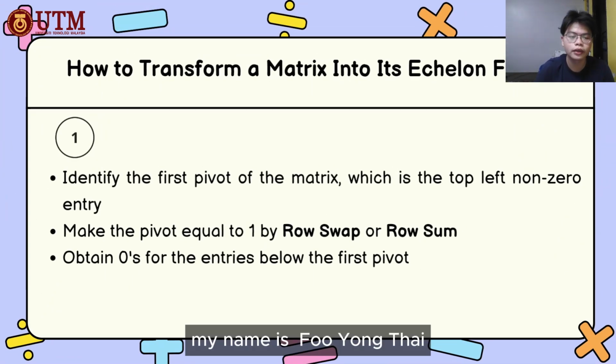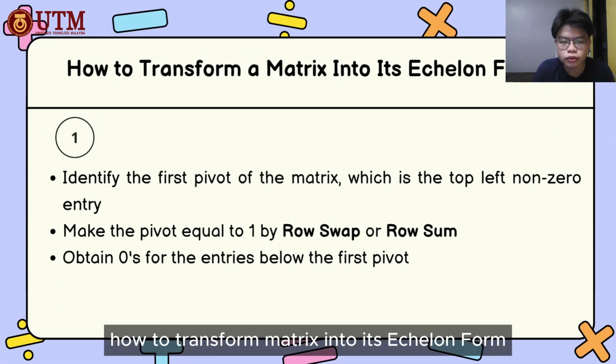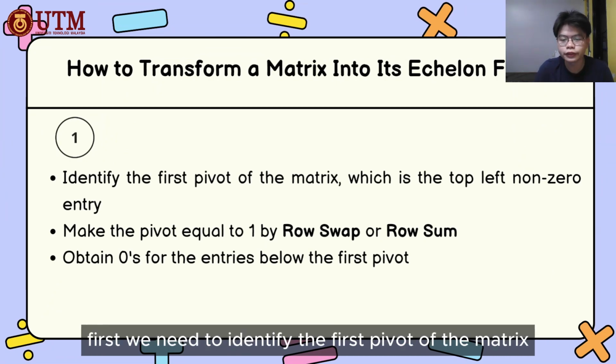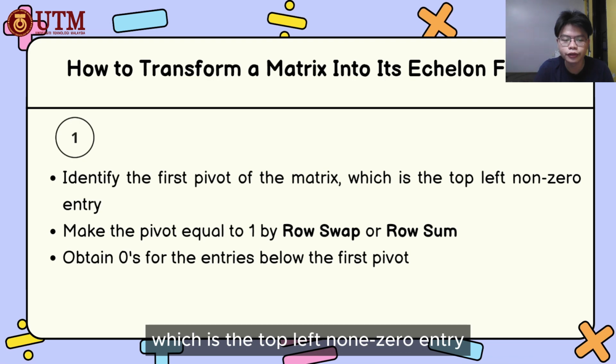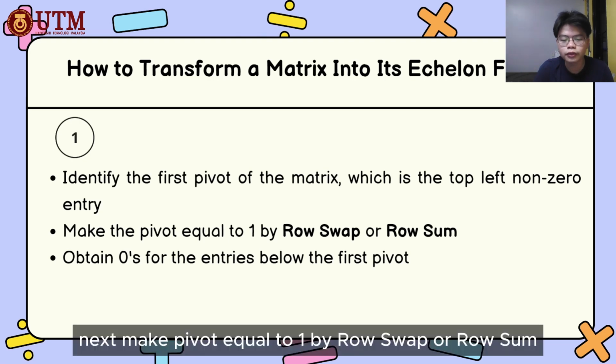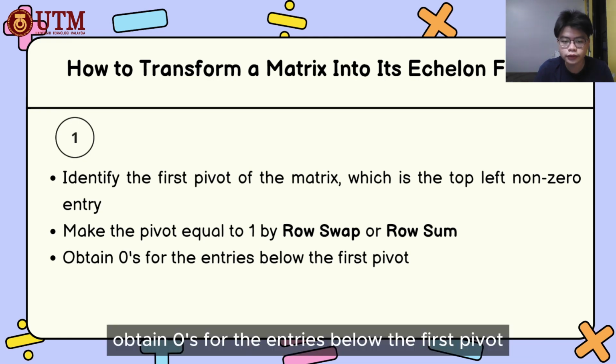My name is Yong. Today I'm going to show how to transform a matrix into each echelon form. First, we need to identify the first pivot of the matrix, which is the top left non-zero entry. Next, make the pivot equal to 1 by row swap or row sum. Obtain zeros for the entries below the first pivot.